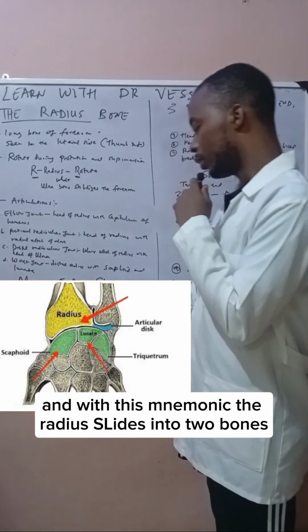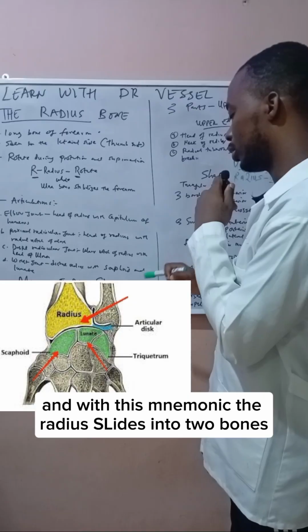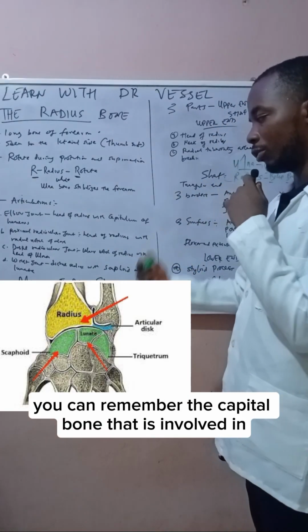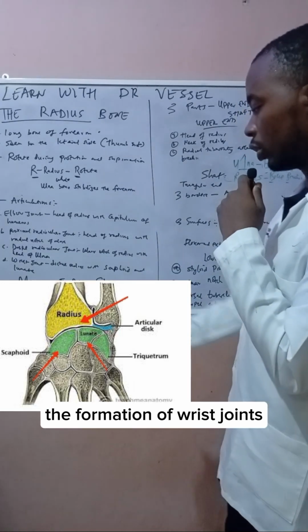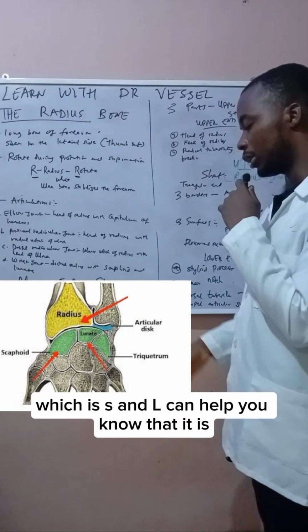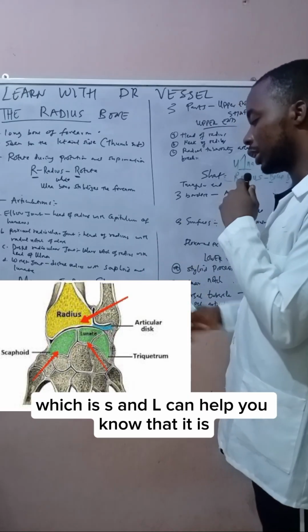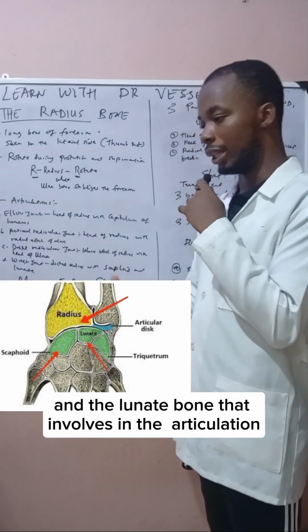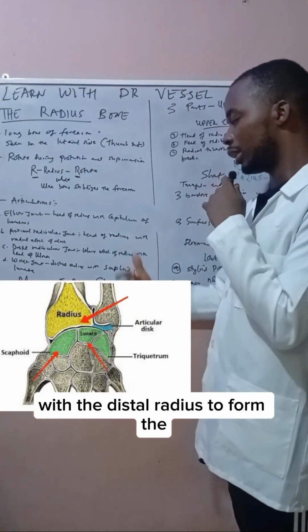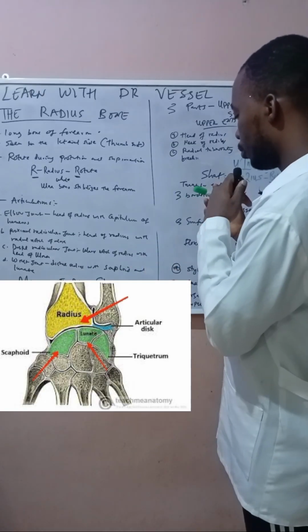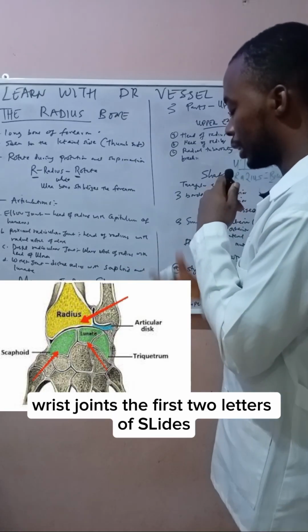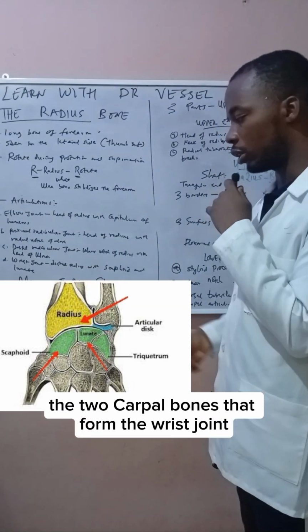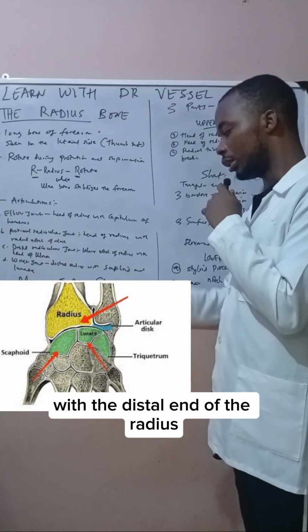And with this mnemonic, the radius slides into two bones, you can remember the carpal bones that are involved in the formation of the wrist joint. The first two letters of slides, which are S and L, can help you know that it is the scaphoid and the lunate bone that are involved in the articulation with the distal radius to form the wrist joint.